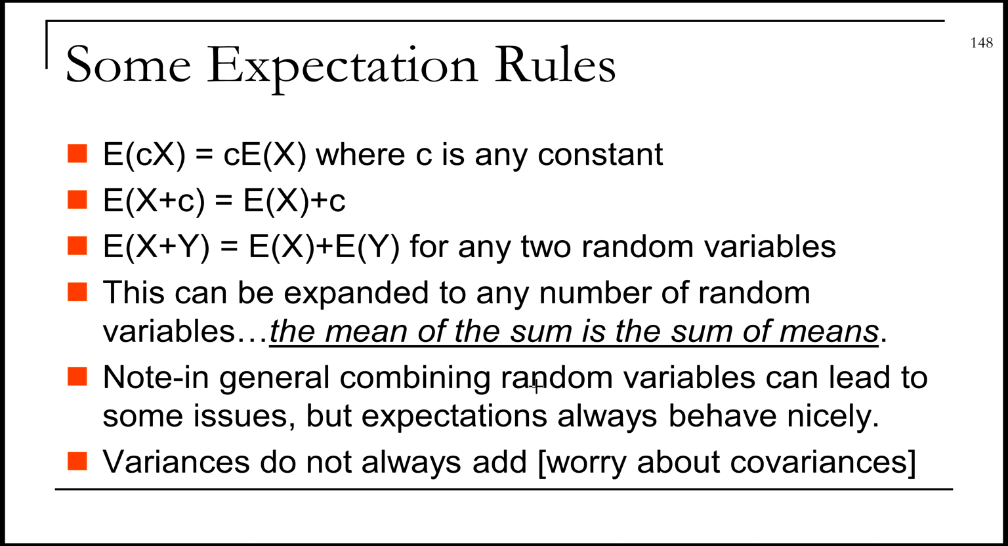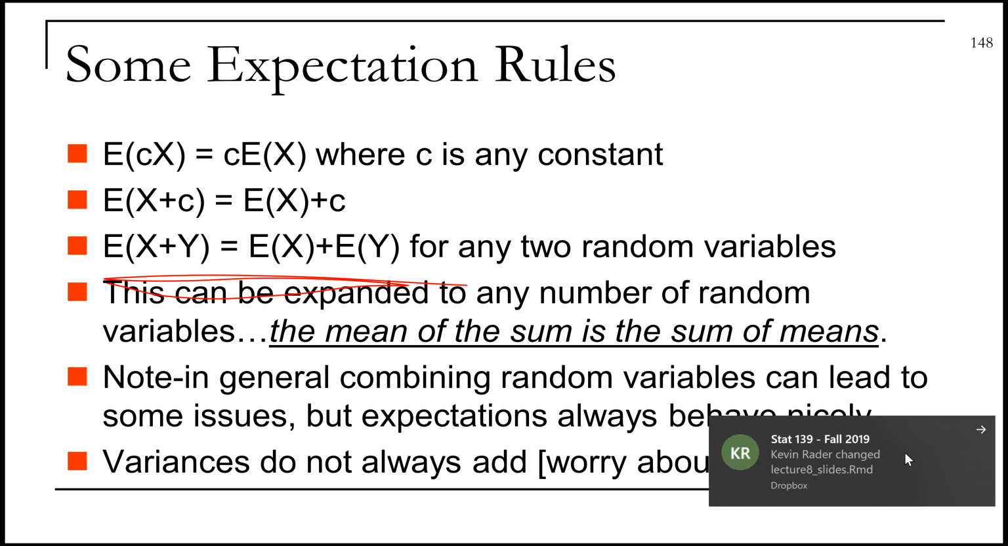Some rules of expected value. Well, the expected value of a constant times x is the constant times the expected value of x. Expected values work really nicely. The expected value of x plus a constant is the expected value of x plus the constant. And then this is a nice rule that we use a lot: the expected value of the expected value.